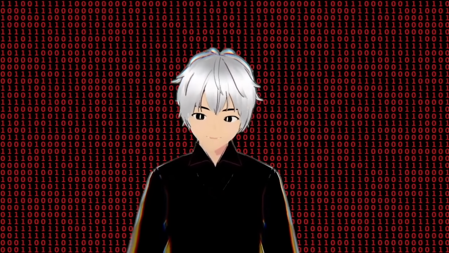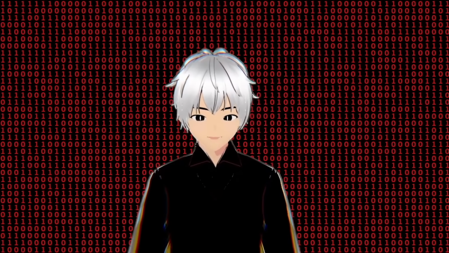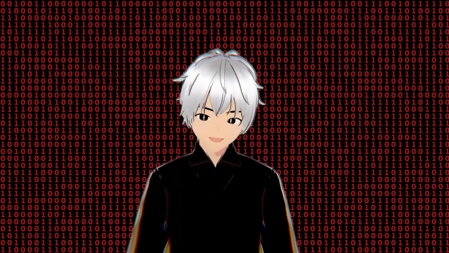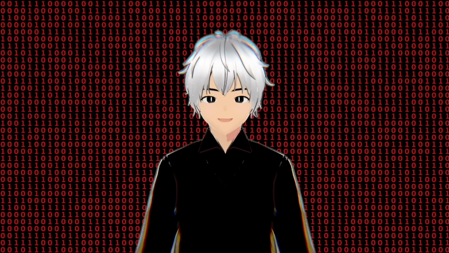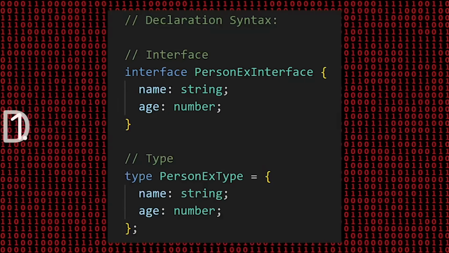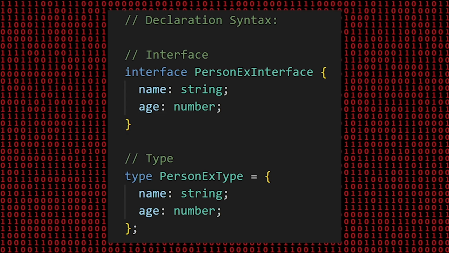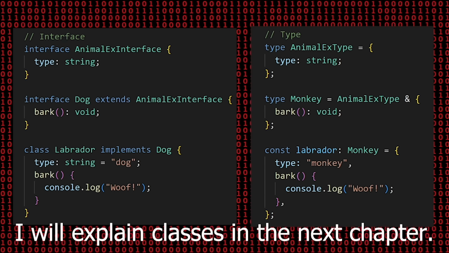Interface versus type aliases. In TypeScript, both interfaces and type aliases serve similar purposes, defining custom data structures and types. However, they have some differences in terms of usage and capabilities. Here is a comparison between interface and type aliases. Declaration syntax. Interfaces are declared using the interface keyword. Type aliases are declared using the type keyword.